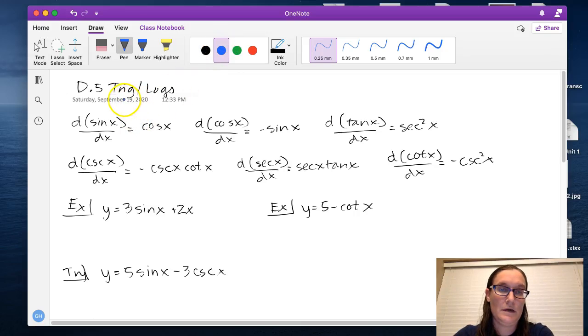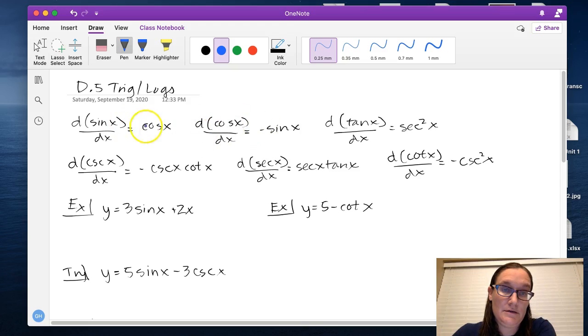All right, so the fifth section here is about derivatives of trig functions and logs. These are kind of more basic derivative rules, derivatives of your trig functions and then your logs. So these are the derivatives of all 6 trig functions. You really should memorize all of them.